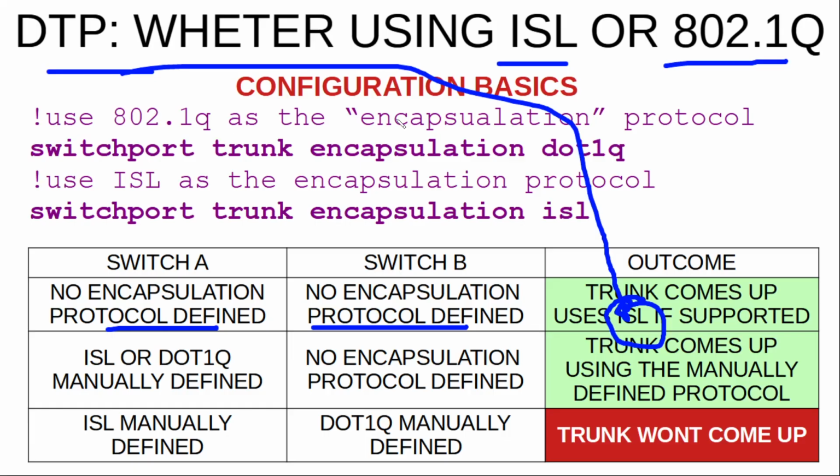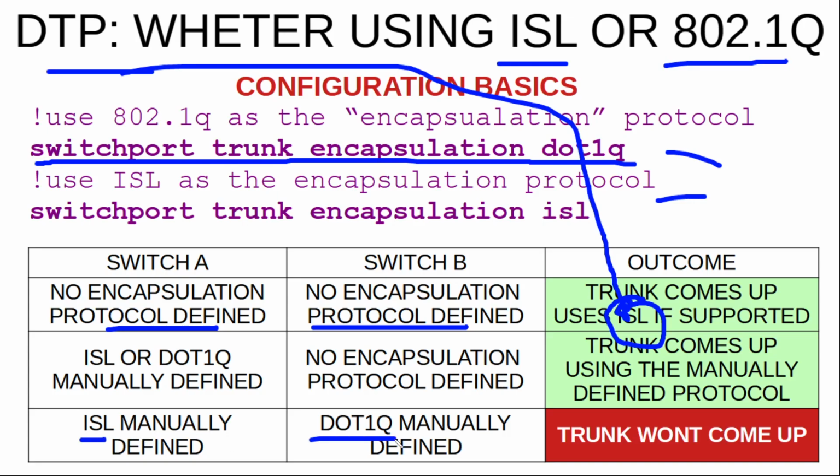For instance, if you want 802.1Q, you can issue this command at one side only or on both sides. So if at least on one side you issue one of these commands, DTP will use that protocol. However, if you establish different protocols on both sides, the port will remain in access and a trunk port will not be established in either switch.